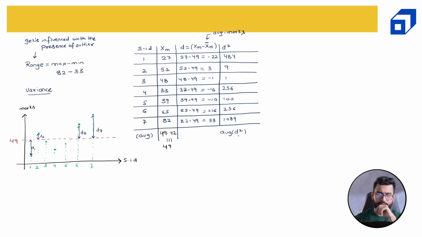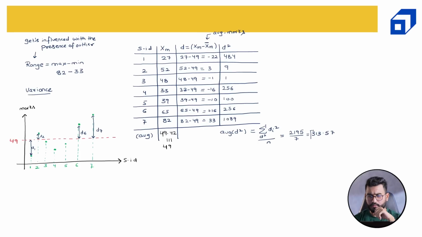So we have to take the average of d square, and you already know the formula, which is summation over d square divided by n. So if I take the sum of all the observations which are present in the column d square divided by 7, I would get the average of d square. So this would be 2195 divided by 7, which is 313.57.